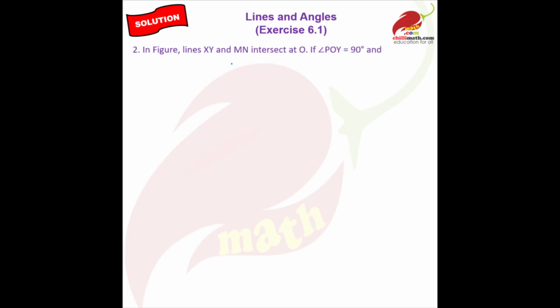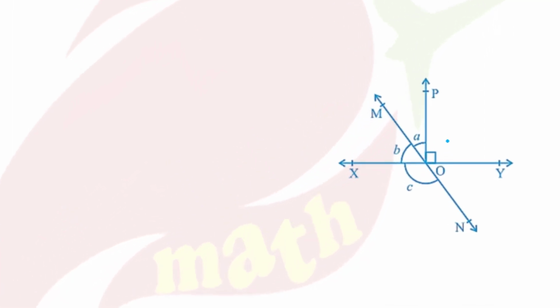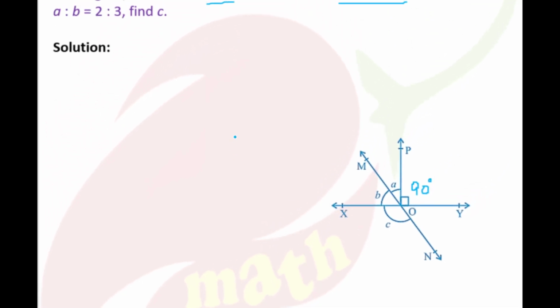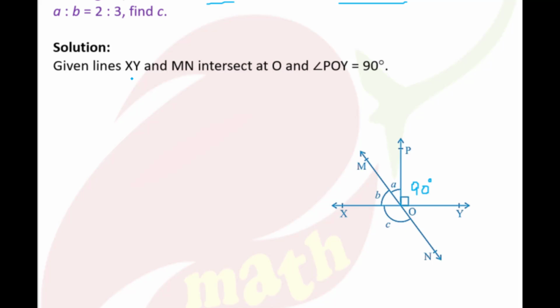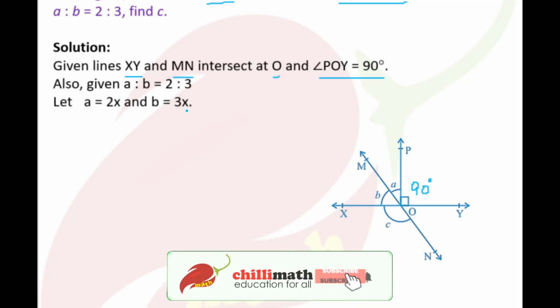In figure, lines XY and MN intersect at O. If angle POY is equal to 90 degree and A is to B is equal to 2 is to 3, find C. So figure is given and angle POY is equal to 90 degree. So let's solve this. So given lines XY and MN intersect at O such that POY is equal to 90 degree. Also given is A is to B is equal to 2 is to 3. So let A is equal to 2x and B is equal to 3x.